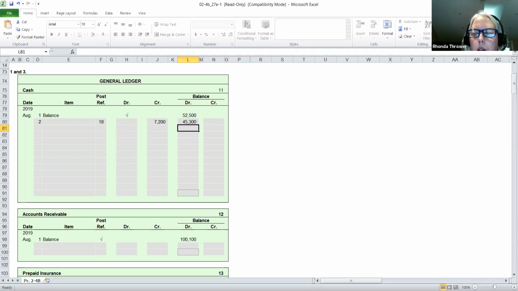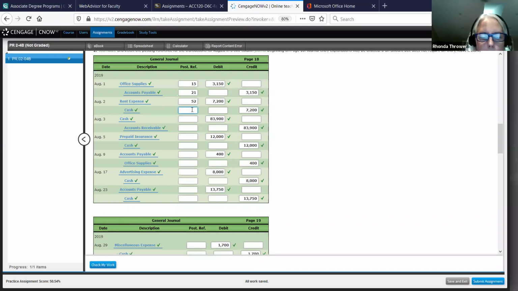I will stop sharing. And I'm going to do a new screen share. And I'm going to go to my journal. And I'm going to share this with you. And I'm going to put in an 11. Do you see the process of posting? It's going to get monotonous, but we've got to do all of these so that we can balance up our transactions. So you just keep doing the same thing over and over again until you're finished.